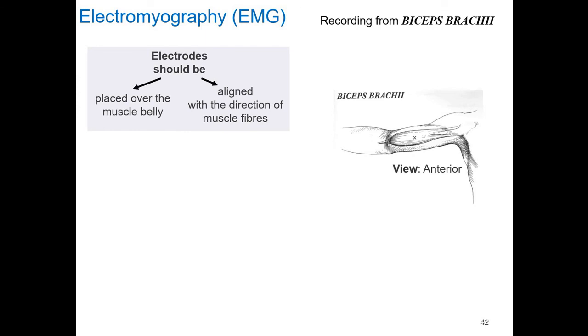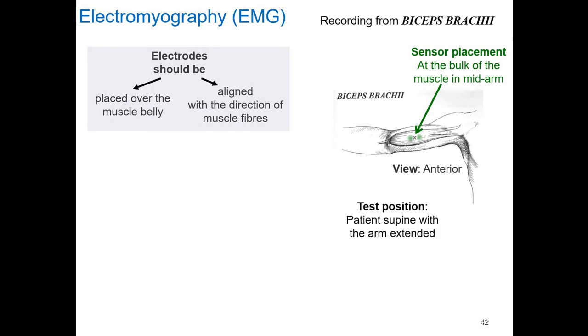Ideally, electrodes should be placed over the muscle belly to get the clearest signal, and the two electrodes should be lined up along the direction of the muscle fibers of the muscle that you're looking at. For the biceps, the electrodes should be placed close to the bulk of the muscle in mid-arm. The recommended test position for this muscle is to have the patient laying supine with their arm extended out to the side. The recommended test maneuver for making sure that you're recording from the correct muscle is to have the patient flex or supinate their forearm.